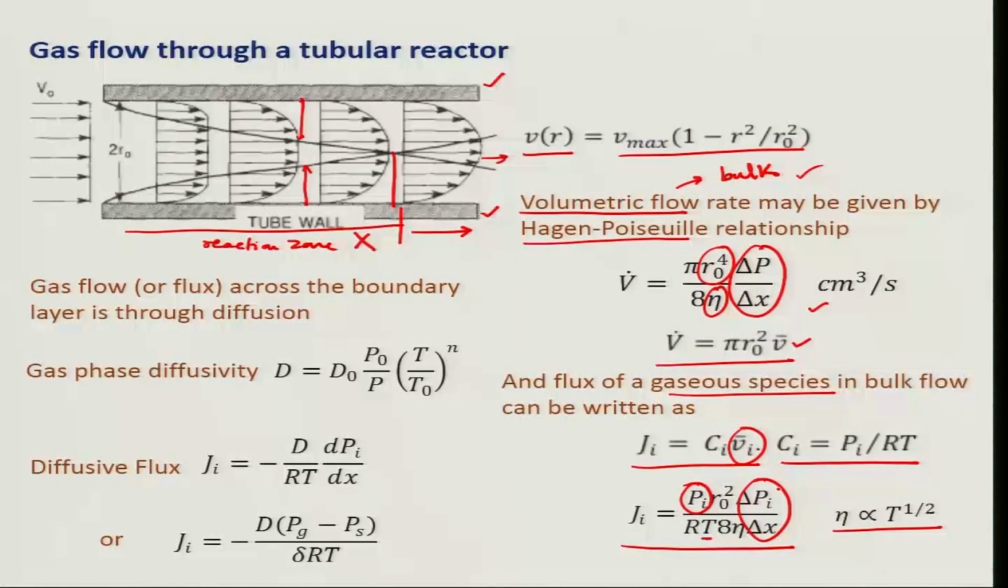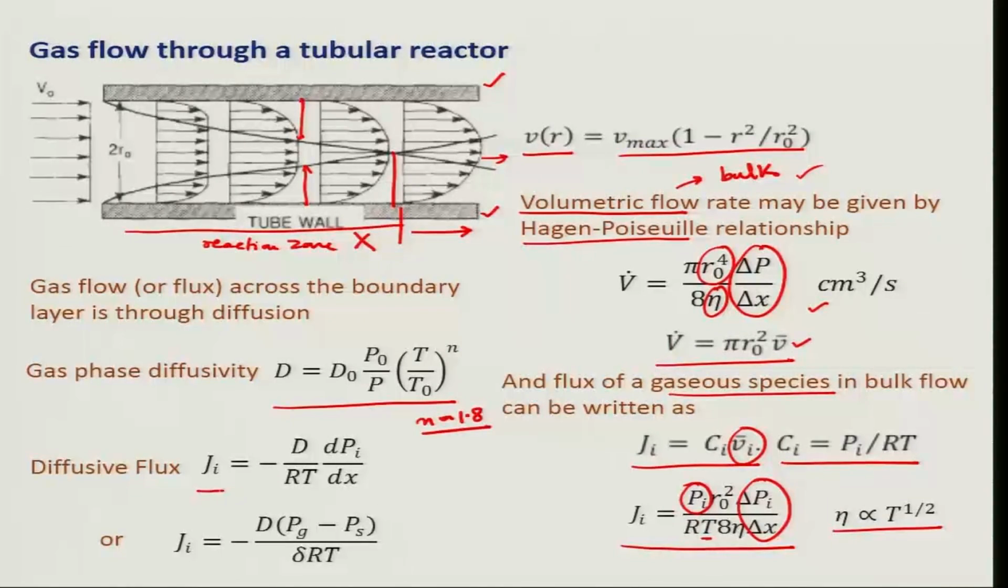So, all these will change for bulk flow. Now, bulk flow is one part, but these constituents should also move across the boundary by diffusive flow, right. So, we need to look at the gas phase diffusivity of these constituents. Gas phase diffusivity is given by this expression, and the temperature dependence is of the order of n, 1.5 to 1.8, okay. So, it depends on temperature.